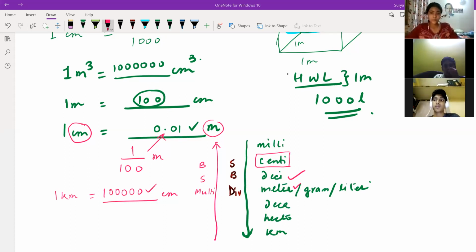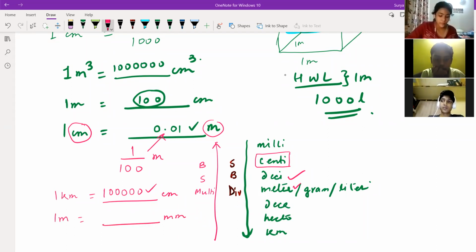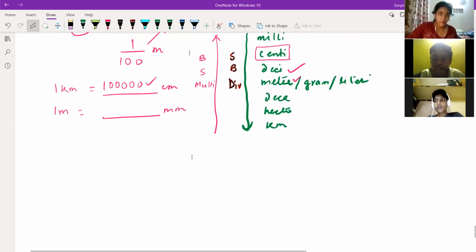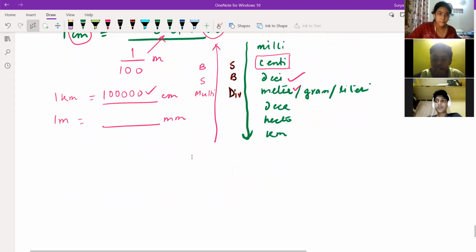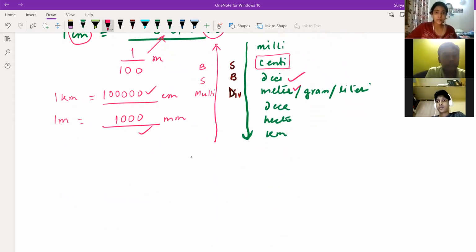All right. So now Sai Ritvik, you understood the concept. Tell me, 1 meter is equal to how many millimeters? Sir, 1,000. Yes, it's correct. Okay.